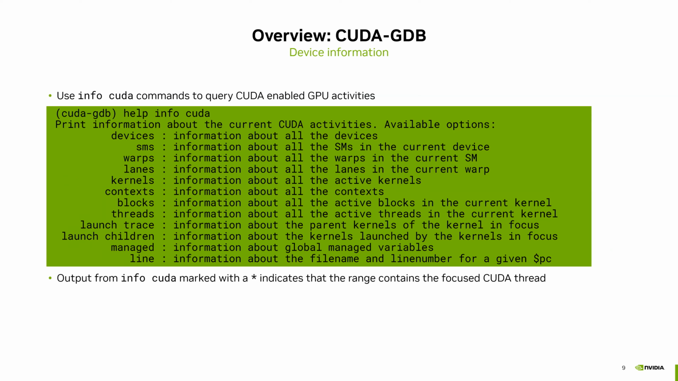You can use info cuda commands to query CUDA-enabled GPU activities. So I'm showing help info cuda. This shows all the subcommands that you can pass to info cuda. The help command is really useful. If you type help followed by a command name, it will show you more information about how you use that command. I'll go over a few of these info cuda commands in following slides, but I do want to note that output from info cuda, if it's marked with an asterisk, means that the range contains the focus CUDA thread.